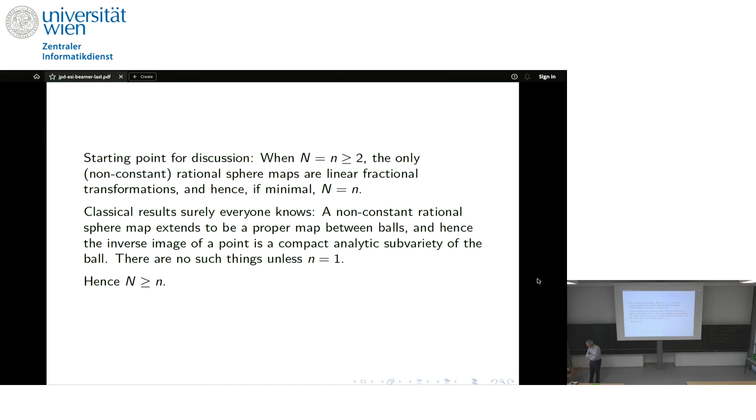So the starting point for discussion is that everybody knows these things in this room, I'm sure, but let me say them anyway.